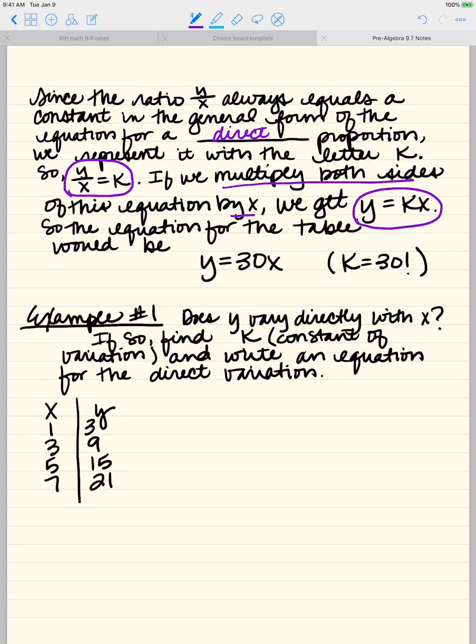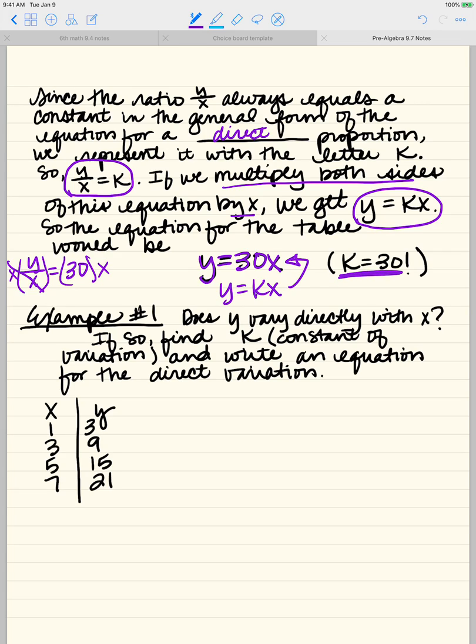So now I have a new form or a new equation for our table that we just worked on. Remember, we figured out with our table that y over x was equal to 30. If I multiply both sides of this by x, x cancels out and we get y is equal to 30x. If y is equal to kx, in this example, k is equal to 30.